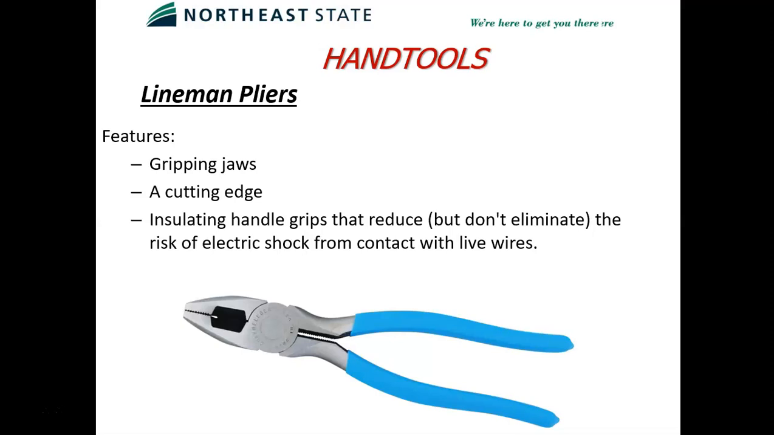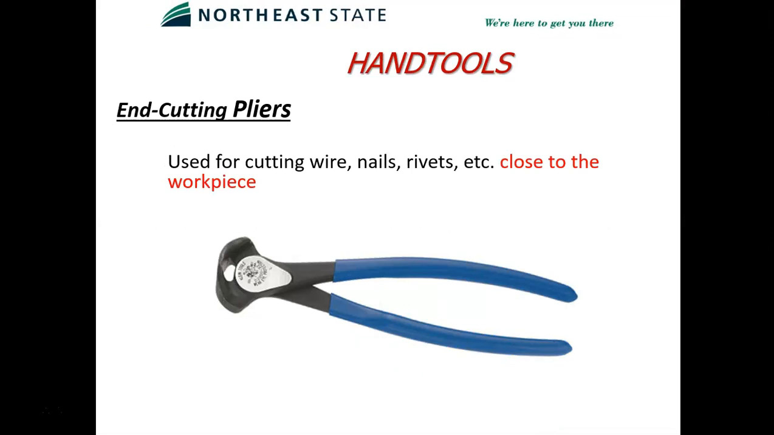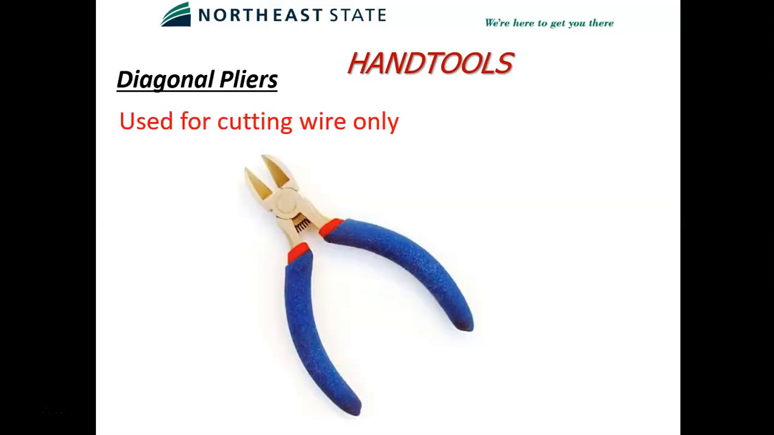But these are a good common plier. They're not the best gripping type plier, but they're really good for twisting wire. That's what I use those quite often for. In cutting pliers, these are used to cut close to the workpiece. Notice that red there. We've got diagonal pliers, and all they do is have a cutting surface, used to cut wire only.